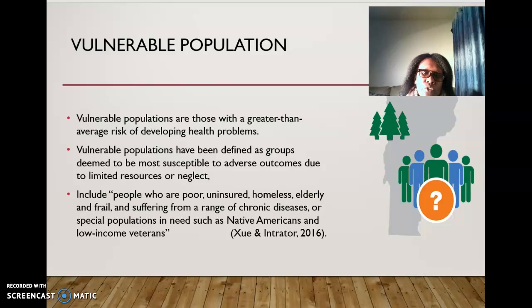Vulnerable populations are those who are at greater than average risk for developing health problems. Vulnerable populations have been defined as groups deemed to be most susceptible to adverse outcomes due to limited resources or neglect. Most of them are not able to access health care, or they don't even have health insurance. They include the homeless, the elderly, those suffering from various chronic diseases, and special populations such as Native Americans, low-income veterans, African Americans, and some Hispanic populations.